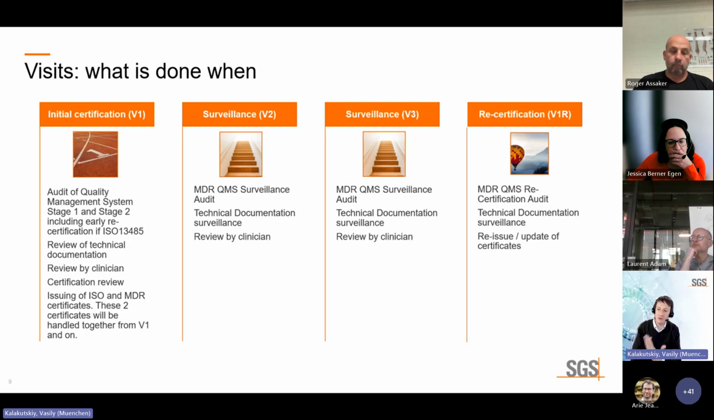If the company was certified by another certification body according to ISO 13485, we take over this certification and do the early recertification together with MDR. Then, after the audit of QMS, the technical documentation is reviewed by technical personnel and by clinical personnel. Certification review is when the audit reports are finalized and the non-conformities are closed out.